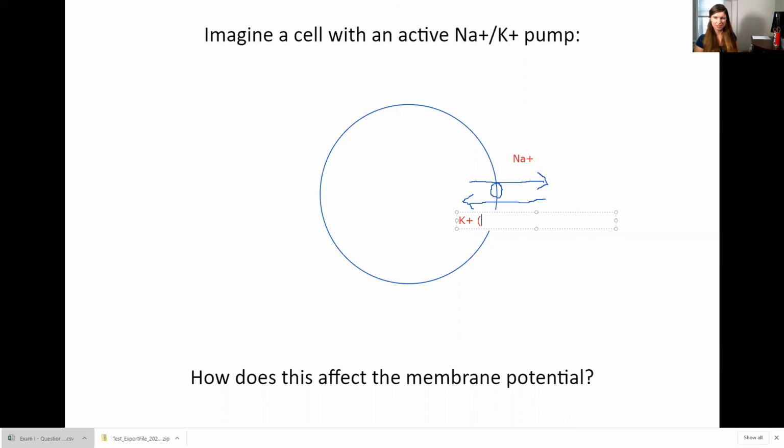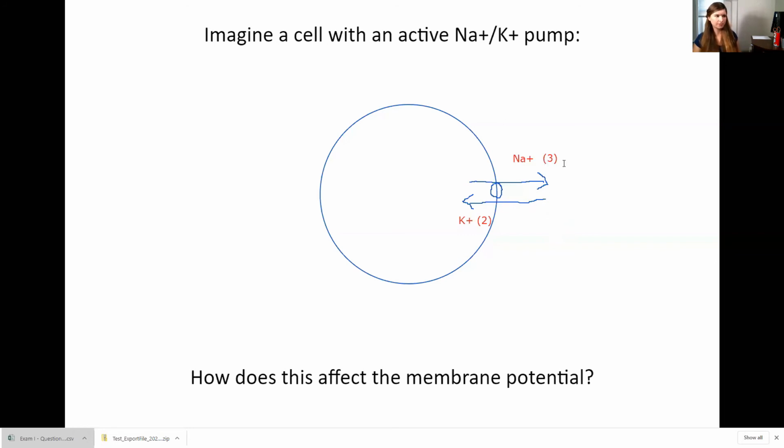So we said 3 sodium are going out. How many potassium are going in? 2. So we have 2 potassium going in. I'm going to write onto our sodium, right? We had 3 of them. And this is important for this final question about the membrane potential.